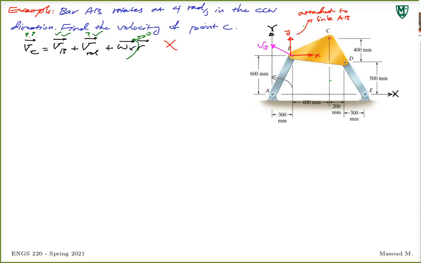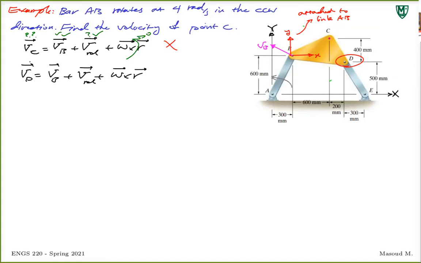Now, what do I do? I change the point I'm studying. Instead of point C, although I want the velocity of point C, I can't solve for C now. If I look at point D, the story changes. If I write VD, the velocity of point D, is equal to the velocity of point B, same frame, I'm studying a different point on this plate. VB plus V relative plus omega cross R.